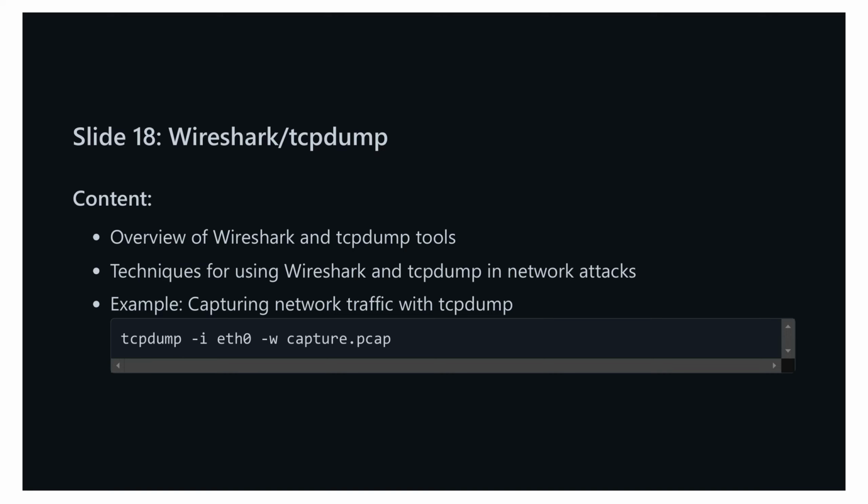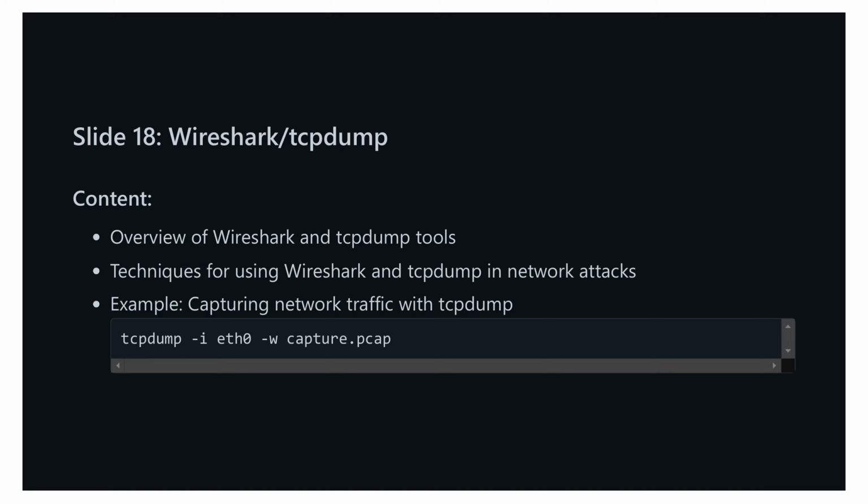Techniques for using Wireshark and tcpdump in network attacks. While both tools serve legitimate network analysis purposes, they can also be exploited by attackers to monitor and capture data flowing through a network. For instance, an attacker might use these tools to intercept sensitive information like passwords or other credentials.